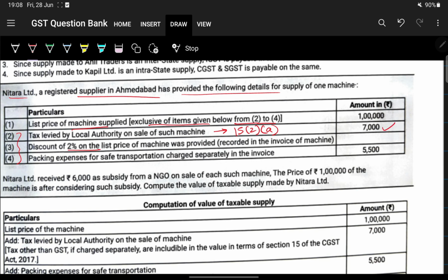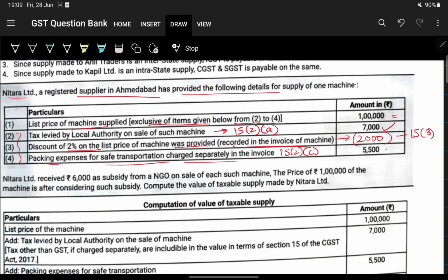Discount of 2% on the list price was provided, recorded in the invoice of the machine, meaning this is given at or before the time of supply, so it should be excluded. So this 2% of 1 lakh, which is 2,000 rupees, is to be removed. This is as per section 15 subsection 3. Next, packing expenses for safe transportation charged separately in the invoice, meaning the same packing and transportation charges as per section 15 subsection 2 clause C, which is incidental expenses. So these incidental expenses will form part of value of supply.